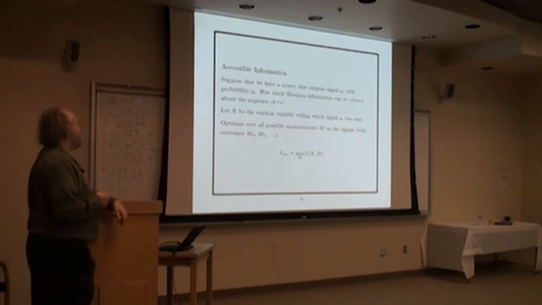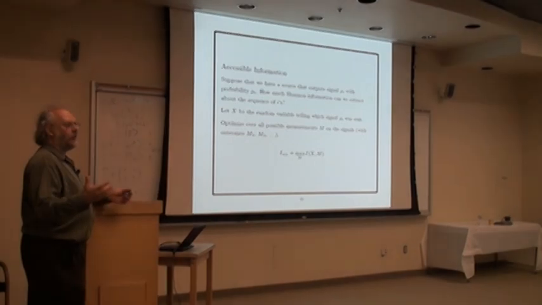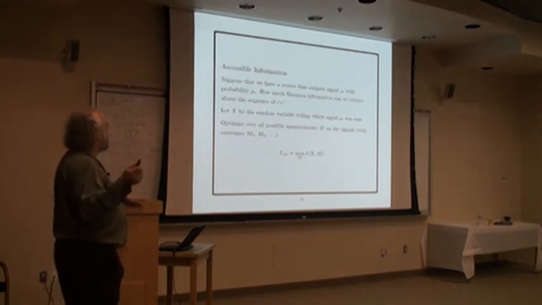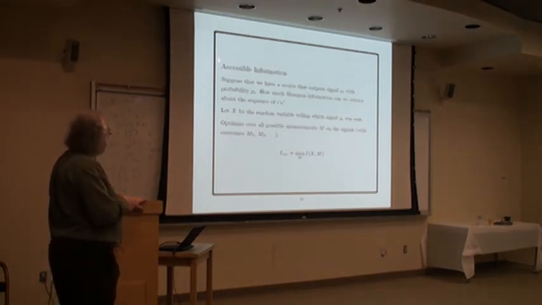So here's a theory. You can ask, how much information can you send over a CQ channel? There's a similar question, which is about what's called accessible information. Suppose you have a source that outputs a signal rho_i, with probability p_i. How much classical information can you extract about the sequence of i's given some measurement? And you can let X be the random variable telling which signal rho_i is sent.